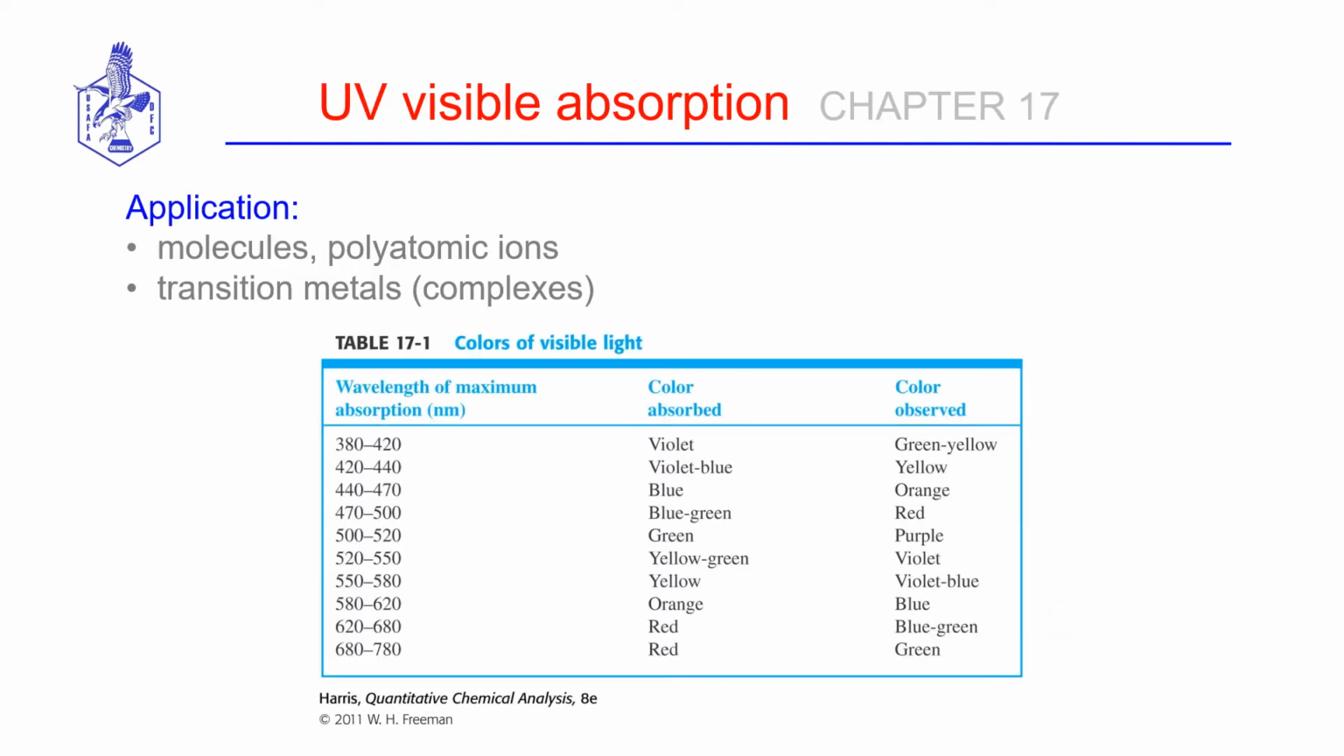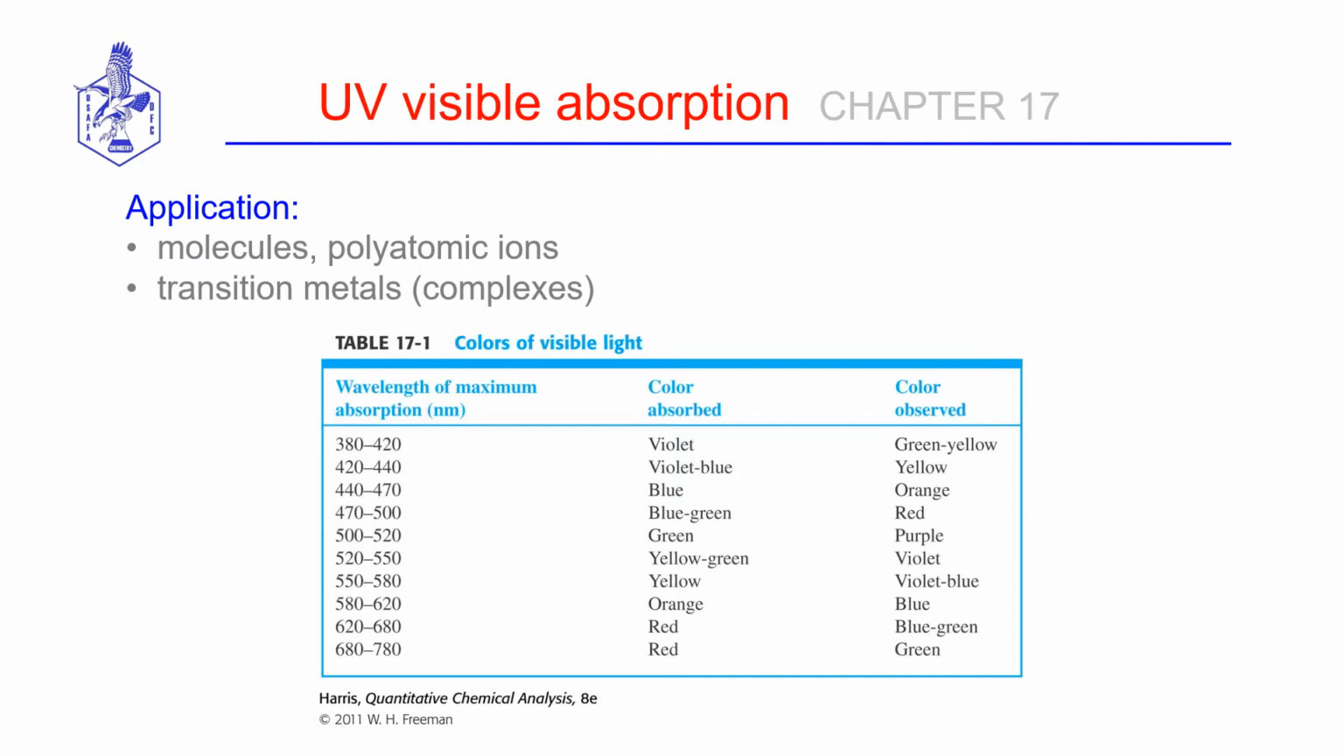The remainder of today's lesson will focus on the technique of UV visible absorption spectroscopy. We'll come back and look at atomic absorption at a later time. That's chapter 20 in your book. For UV visible absorption spectroscopy, the main application of this technique is to gain information about the structure of molecules and polyatomic ions. We can also decipher information about transition metals and the complexes that they form.